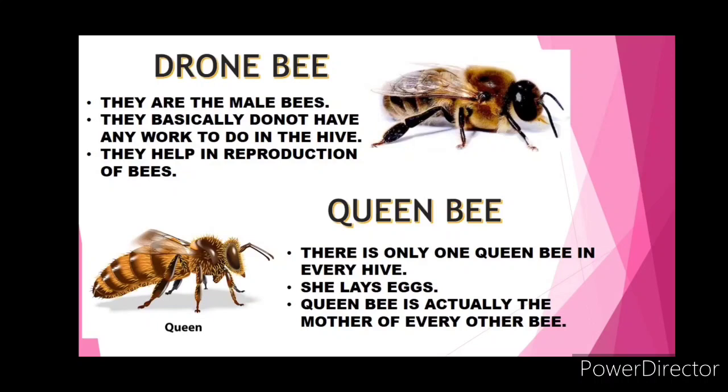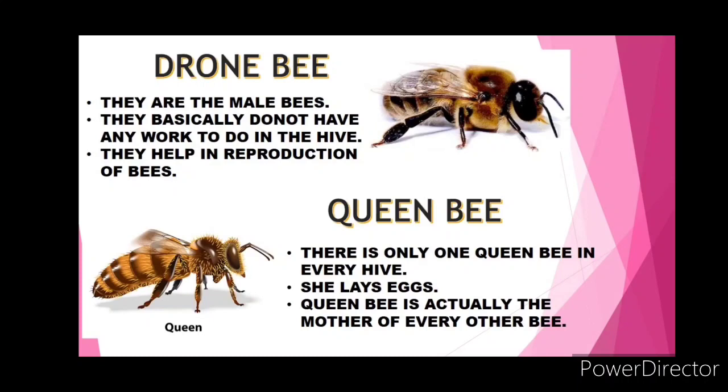Now who are the drone bees? The drone bees are the male bees. You can see the picture. They basically do not have any work to do in the hive. So what is their main function? They help in the reproduction of the bees. They help the female or the queen bee for reproduction, to give birth to new bees. So this is the main function of the drone bee.